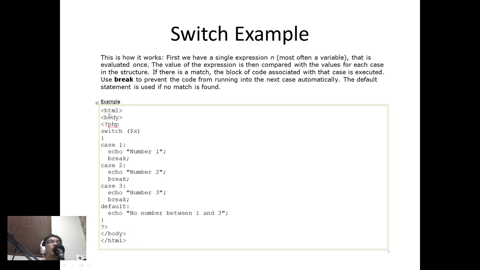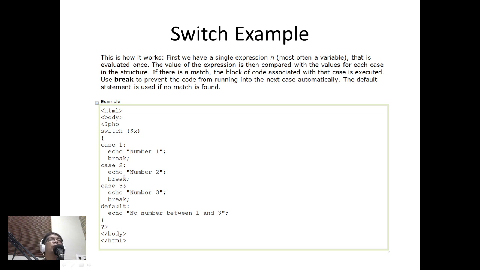So let's have an example here. This is how it works. First, we have a single expression n. So in this case, this x that is evaluated once. The value of the expression is then compared with the values of each case in the structure. If there's a match, the block of code associated with that case is executed. Then we use the break to prevent the code from running into the next case automatically. So I have explained that a while ago. Then the default statement is used if no match is found. So that is what I have discussed a while ago.